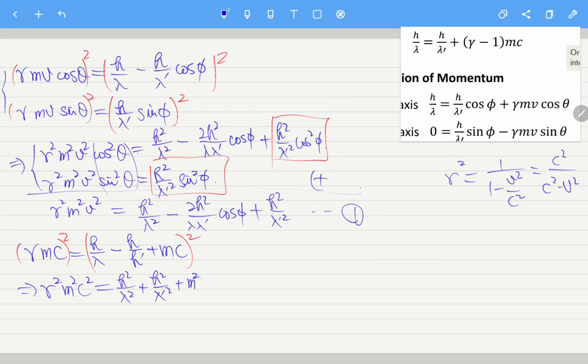plus c square, and then 2ab minus 2h square over lambda, this should be lambda prime, this should be lambda, okay, lambda prime, 2ab. 2bc is minus 2hmc over lambda prime, and then 2ca is plus 2hmc over lambda. Okay, so this is equation 2.